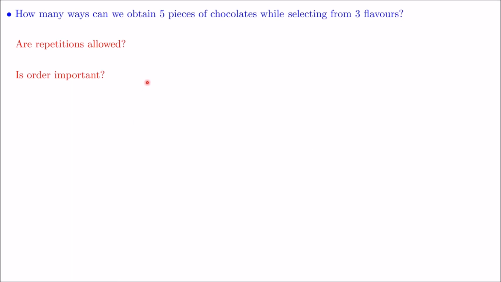Okay, lastly, we go into a shop, and the shop offers 3 flavors, and you have to choose 5 pieces of chocolate, nominating the flavors you want. Repetition is allowed, definitely. If you have a favorite flavor, you can just repeatedly choose all 5, just choose 5 of the one flavor. So repetitions definitely are allowed.